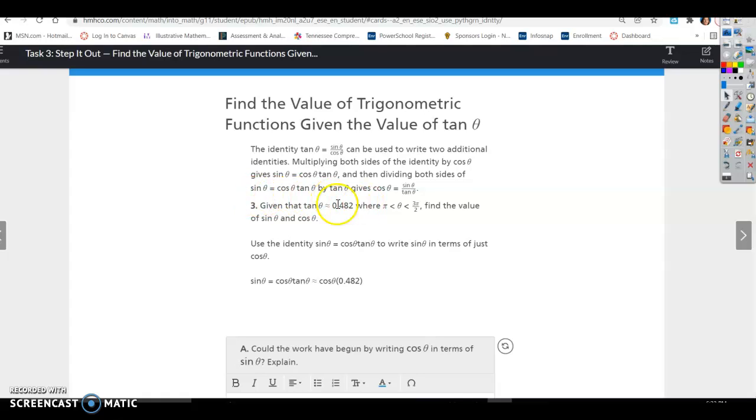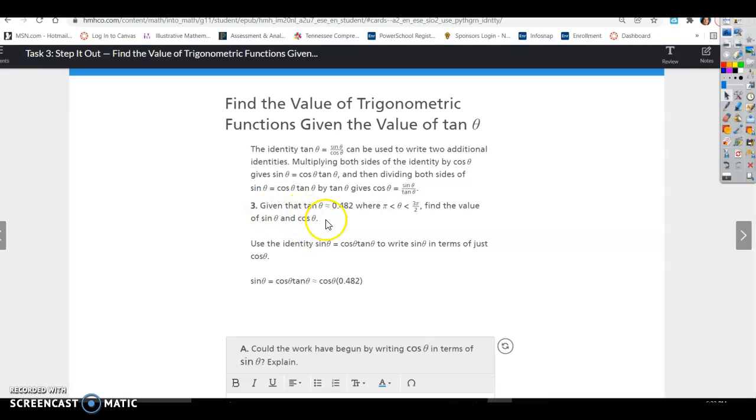All right. So this gives the cosine of theta equals sine of theta over tangent of theta. So we have tan of theta equals sine over cosine. We have sine equals cosine times tan. And we have cosine equals sine divided by tan. All right, so given that the tan of theta is approximately 0.482, where theta is between pi and 3/2 pi, find the value of sine and cosine.